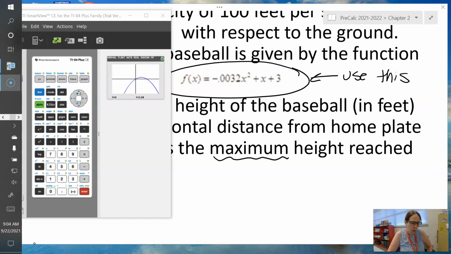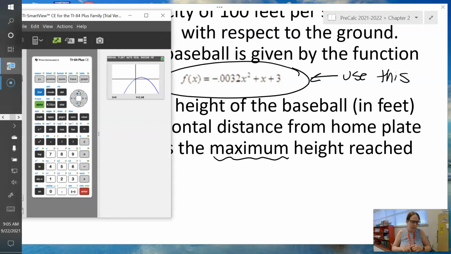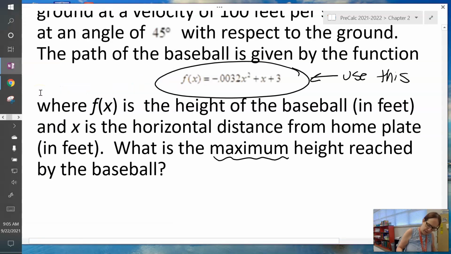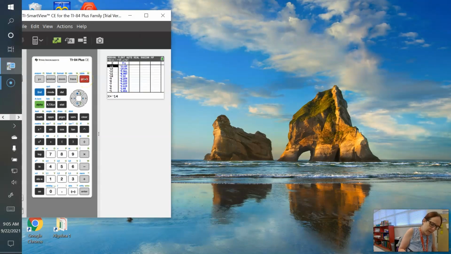I had to zoom out quite a bit to see the parabola. And what I want to find is the maximum. So just like we did back in chapter 1, use your calculator to get the maximum. I'm going to go second, and then hit that graph button.